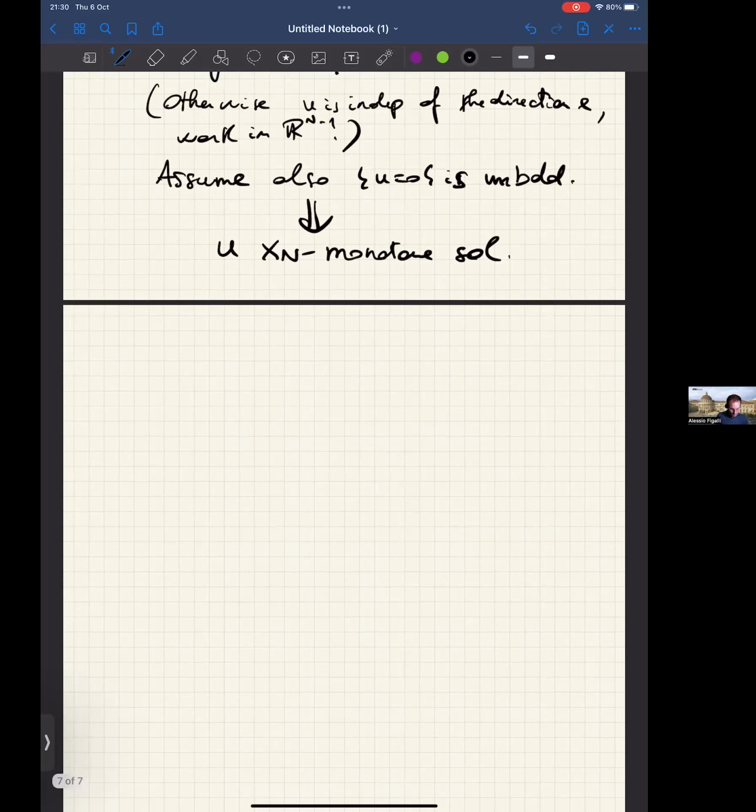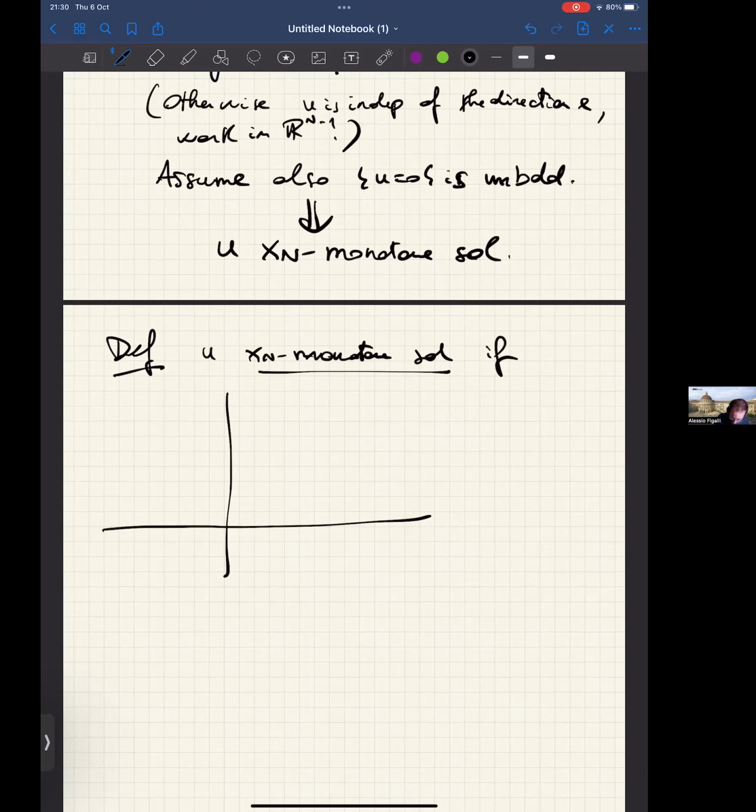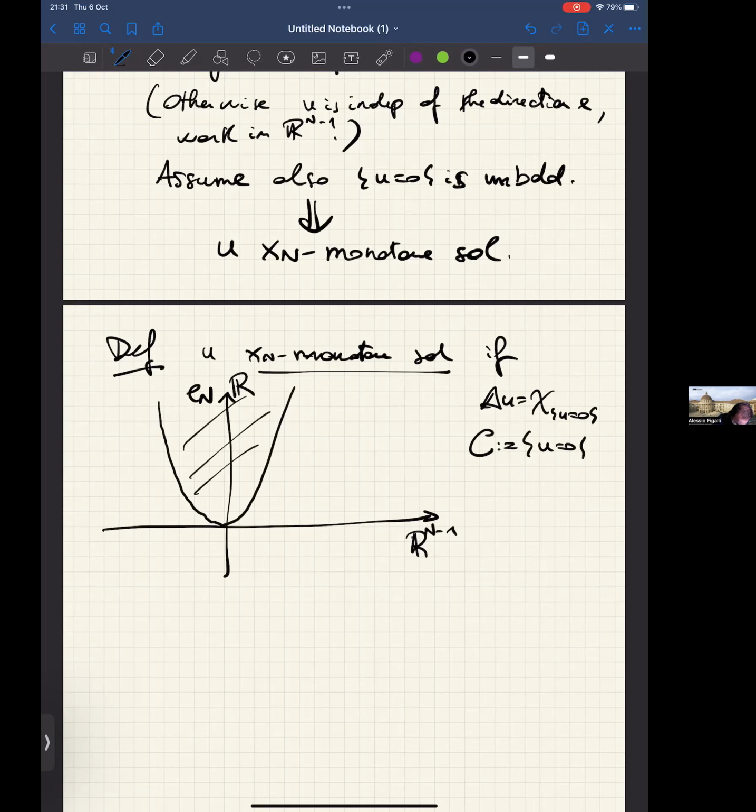So an Xn monotone solution is the following. Definition: u is an Xn monotone solution. It's just a name. We had to come up with something to call it. If you have the following situation, that Laplacian of u is characteristic of u positive, your space factorizes as R^(n-1) times R. This is the En direction, and these are the remaining directions. You define the contact set to be {u = 0}. The contact set is contained in {Xn greater or equal than 0}, and 0 belongs to the boundary of the contact set, so it touches the origin.